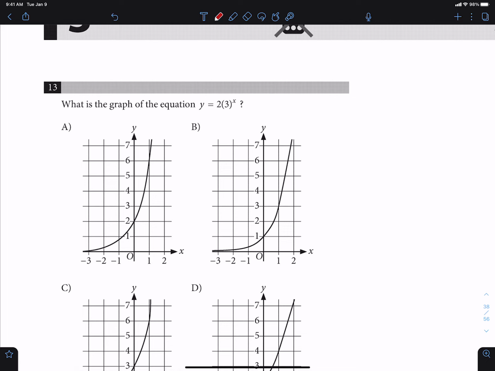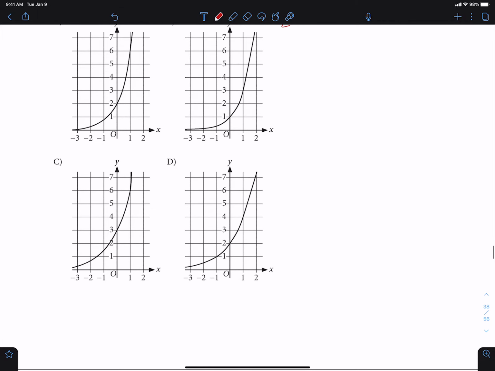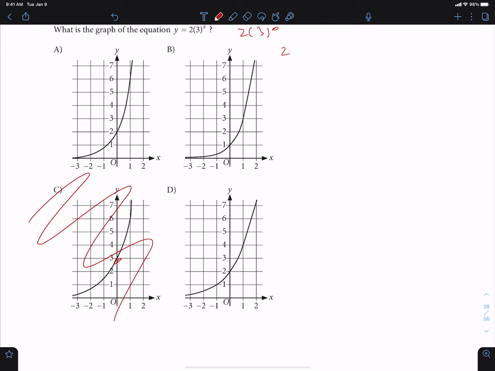What is the graph of the equation y equals 2 times 3 to the x power? Okay. First, I'm going to go ahead and find the y-intercept, and you need to remember that the y-intercept occurs when x is 0. So if we plug in 0 for x, we get 2 times 3 to the 0. Anything to the 0th power is 1, so we get 2. My bad, because 2 times 1, right? So the answer cannot be B, because the y-intercept there is 1. And it cannot be C, because the y-intercept there is 3. So it's going to be between D and A.